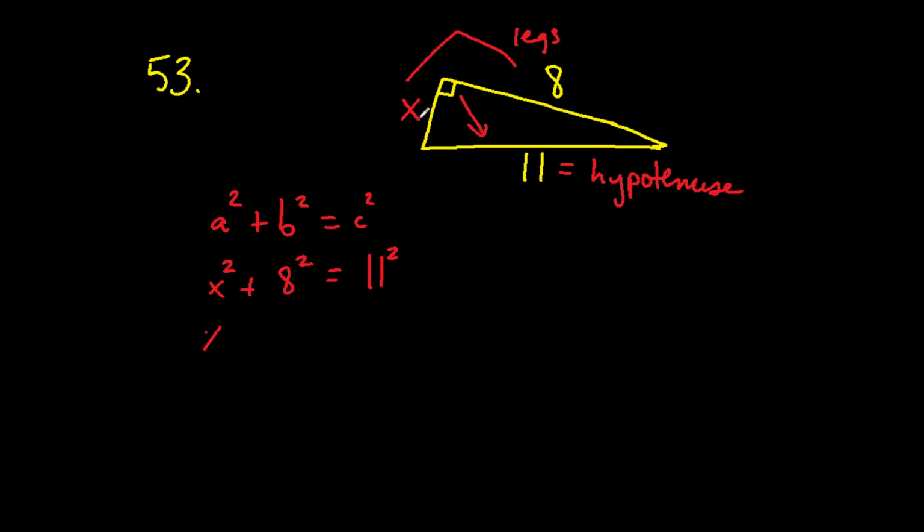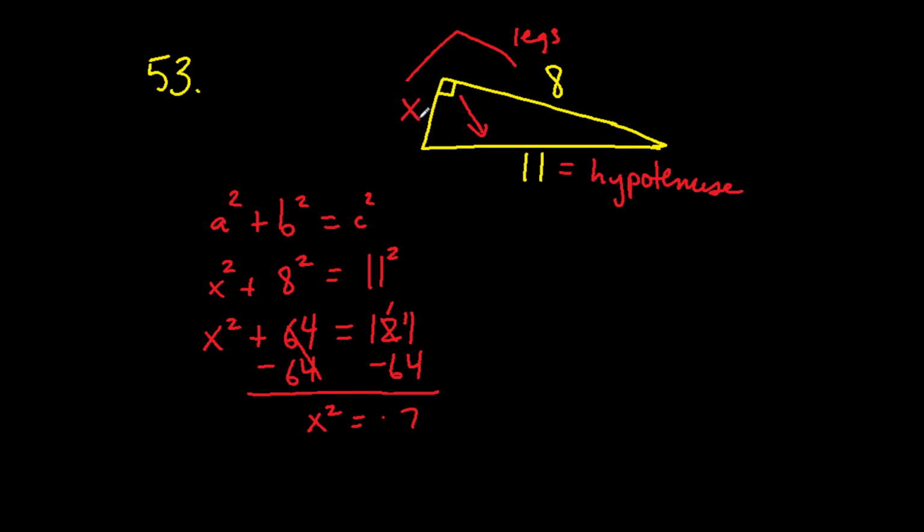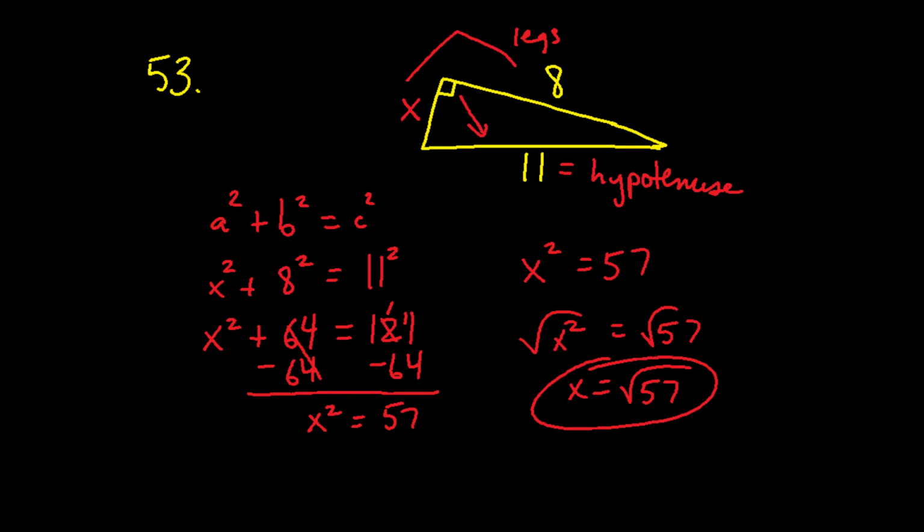So the first thing we're going to do is to square the 8 and square the 11, and then we need to isolate x squared by subtracting 64 from both sides. So we will get x squared equals 57. So since x squared equals 57, the square root of x squared is the square root of 57. And that has no perfect square factors, so that would be our final answer. So x equals square root 57 is the length of the unknown side.